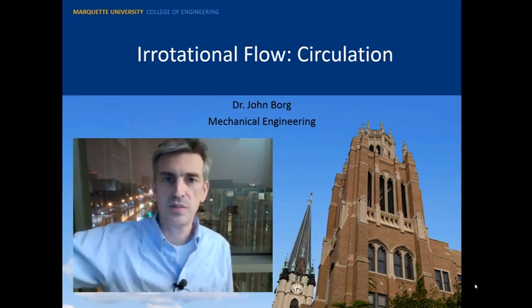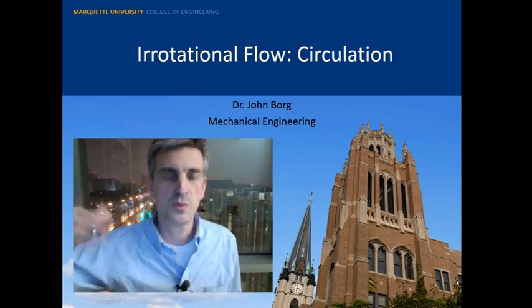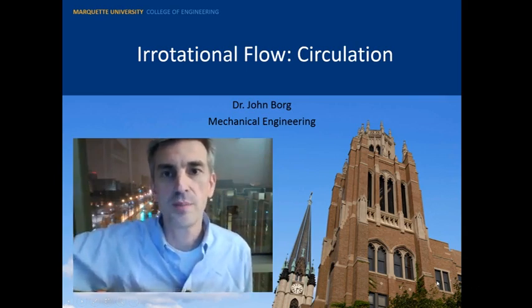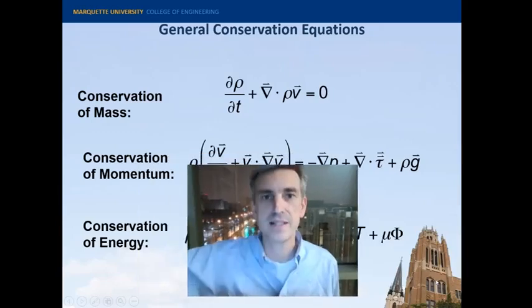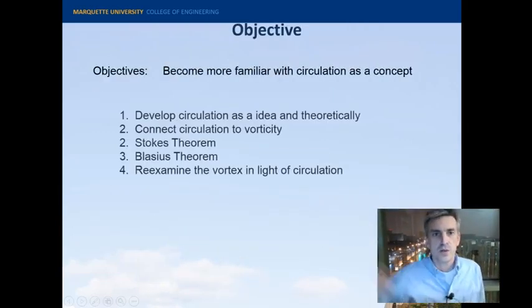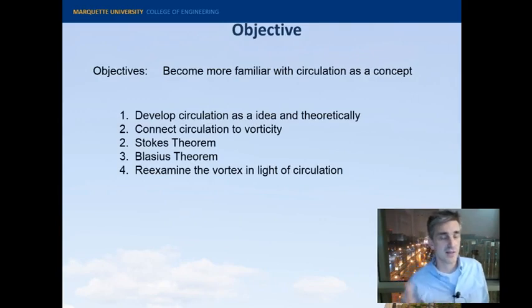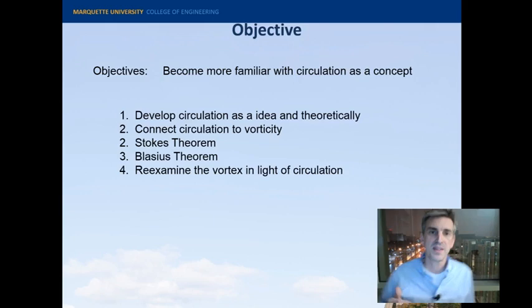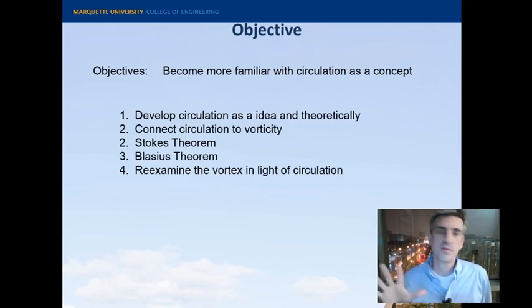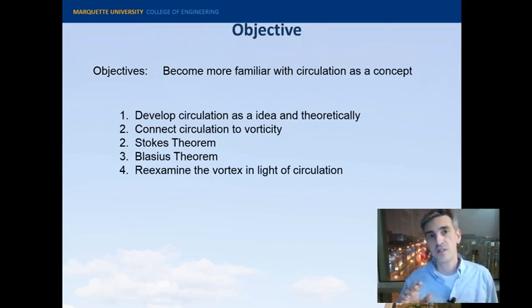It's a short little lecture, but it's an important one just to shore up some of the ideas that we introduced last time. So the objective of this lecture is to develop circulation as an idea theoretically, a little stronger than we had, and then connect that circulation to vorticity via the Stokes theorem. And then I'm going to briefly introduce the Blasius theorem, and then I'm going to re-examine our irrotational and rotational vortex in light of what we learned about circulation.